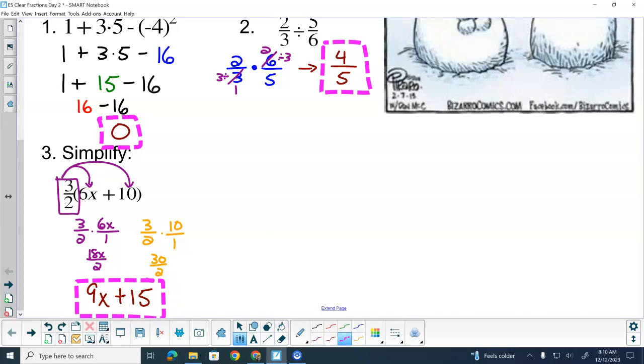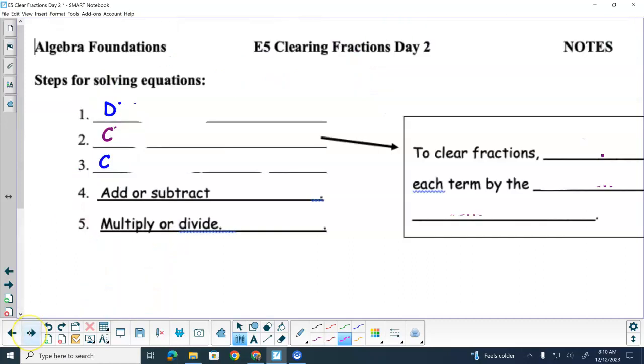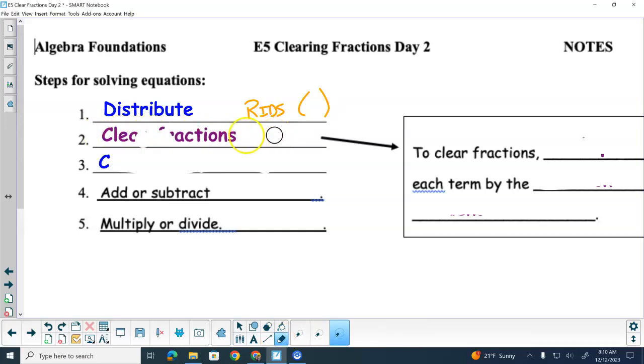Okay? Good stuff. Step 1, in solving, distribute. What does the distributing do? Gets rid of the parentheses. Step 2, clear fractions, because we want to make it easier on ourselves.